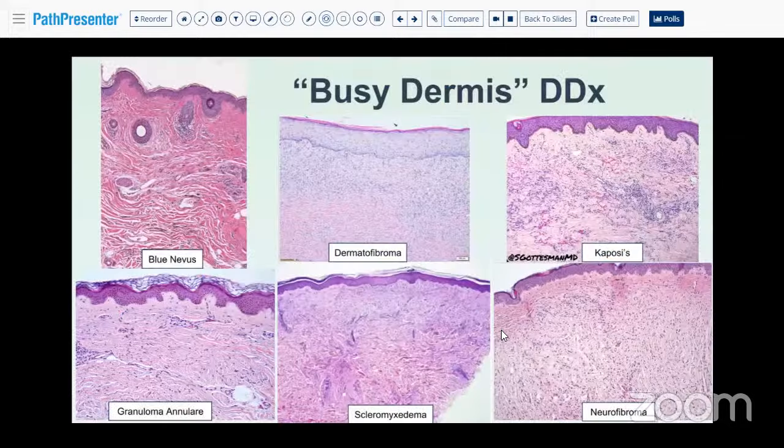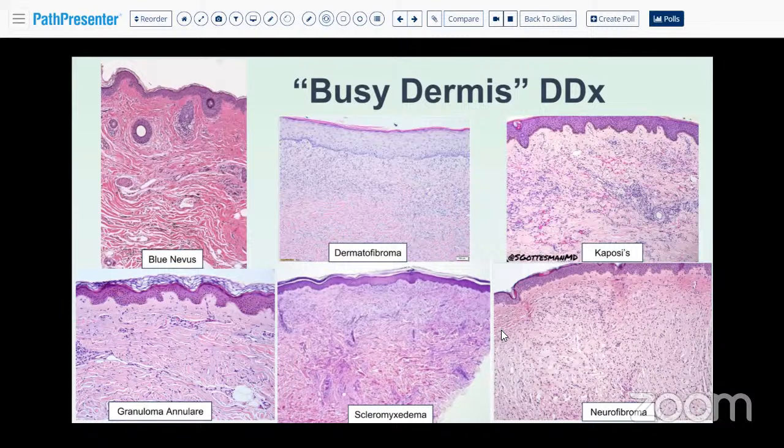And blue nevus, busy dermis is a phenomenon that's hard to quite describe. I always kind of get, what is a busy dermis? I think the best way to understand busy dermis is just to see all these entities side by side. So this is what a busy dermis looks like. Busy dermis, just too many cells in the dermis.